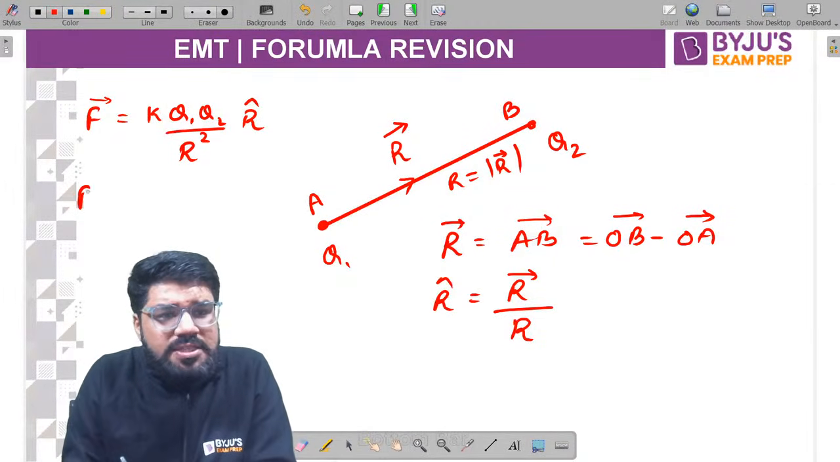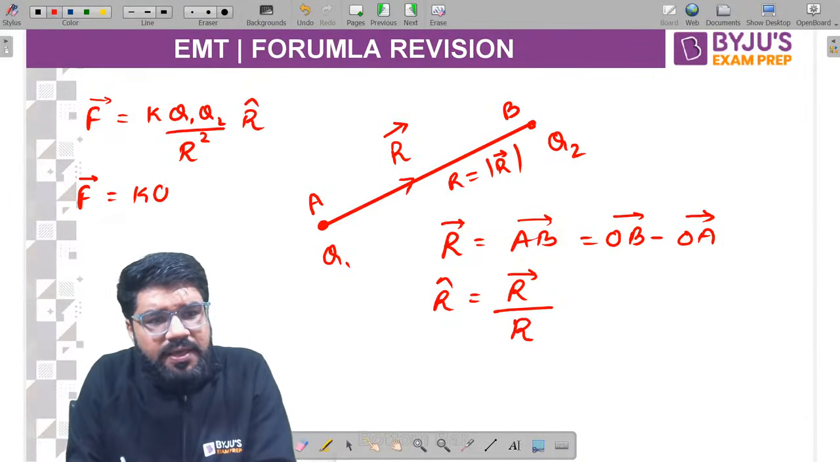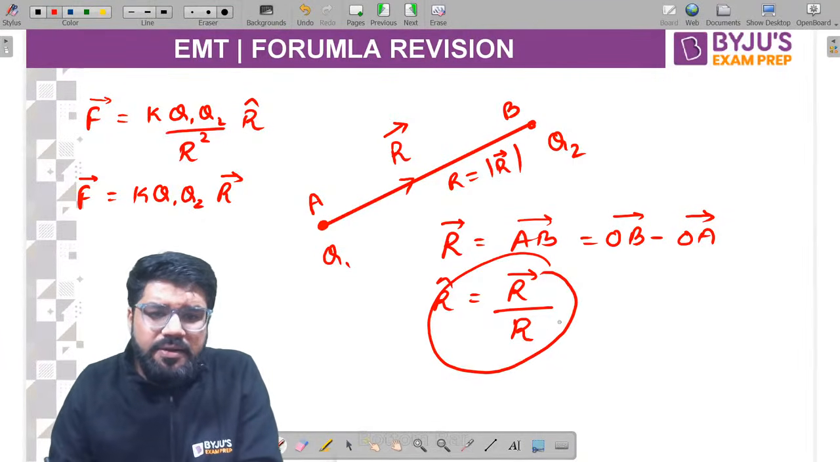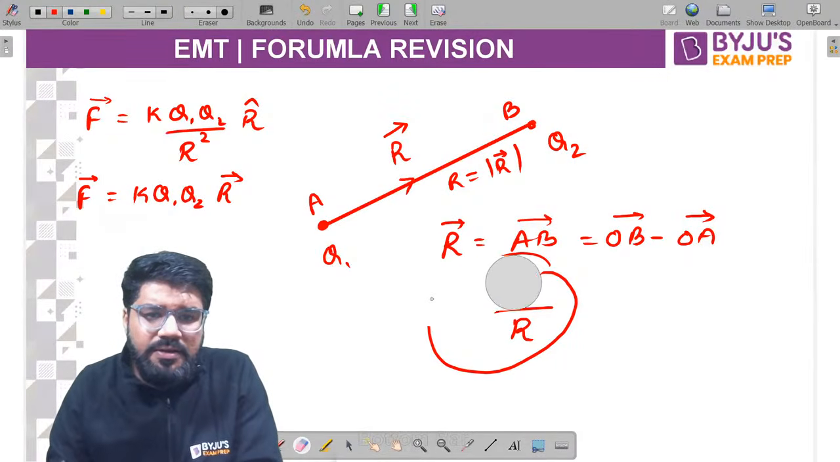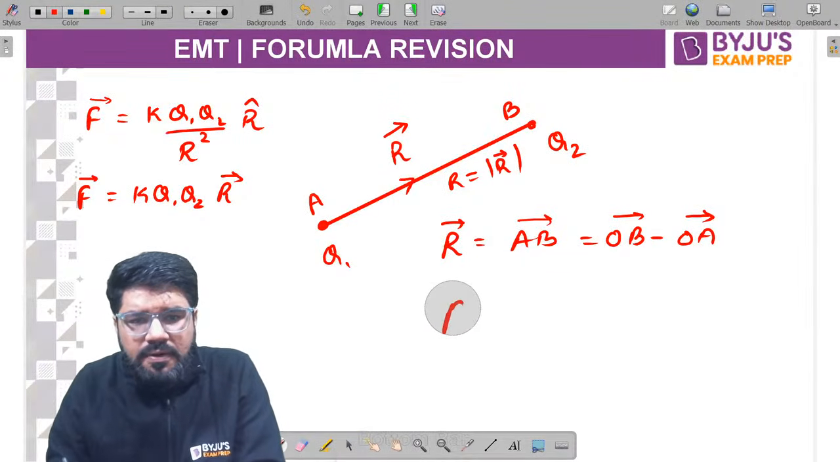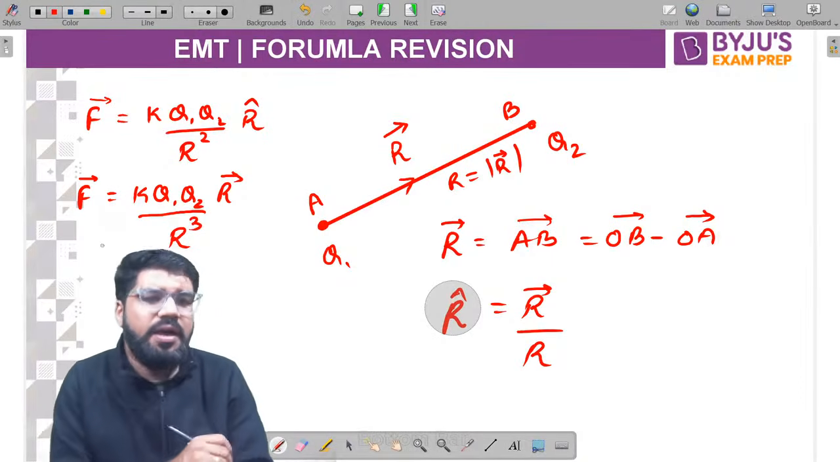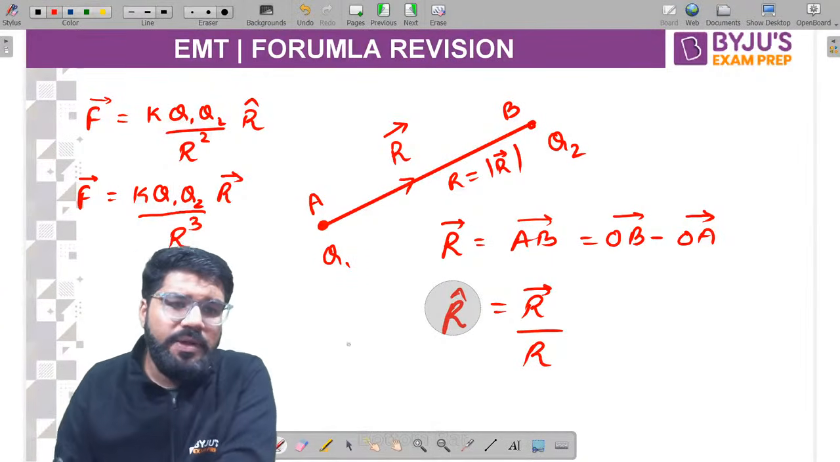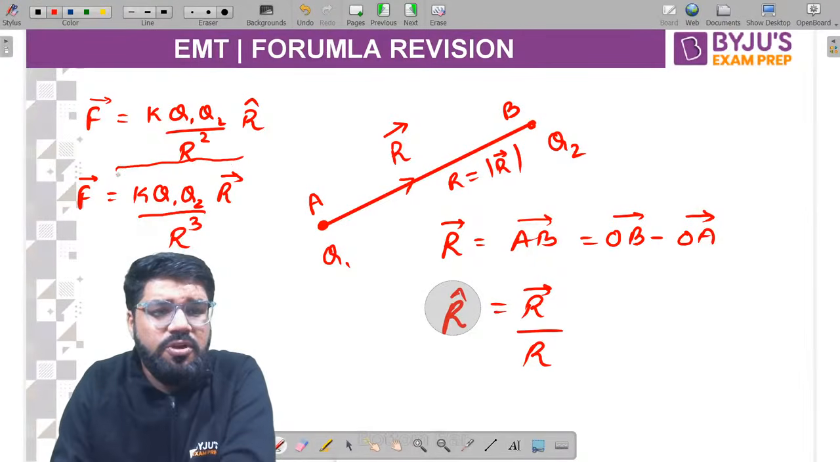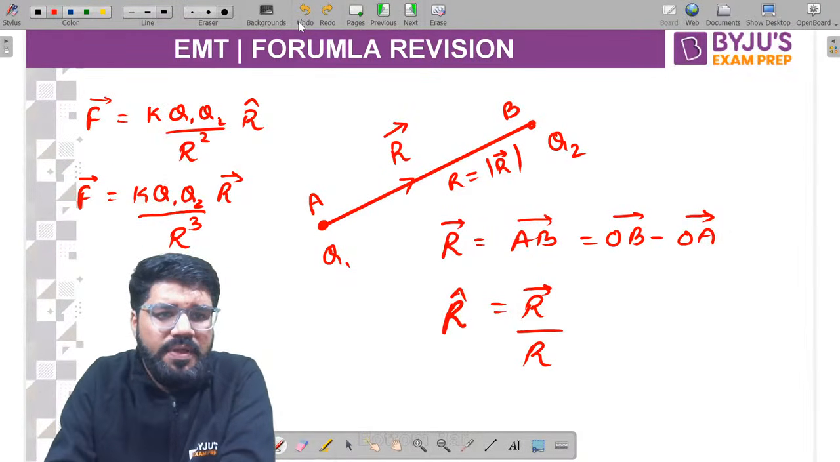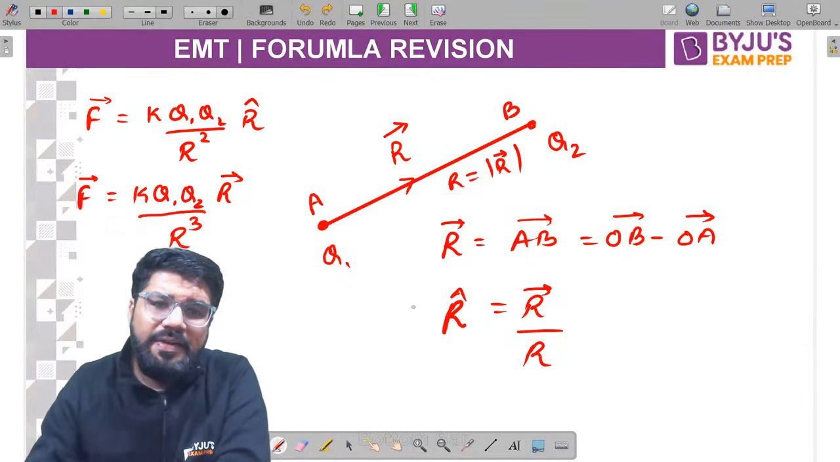Right. Now, this force is given by K Q1 Q2. If you write it in terms of vector R, then R hat is vector R divided by its magnitude. So if I replace, the denominator is actually going to become R cube. So this is the final representation of Coulomb's law in the vector form.